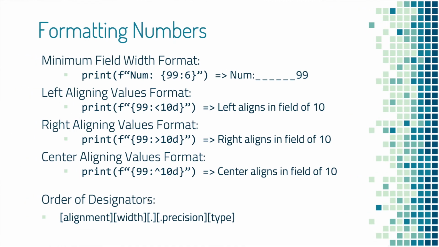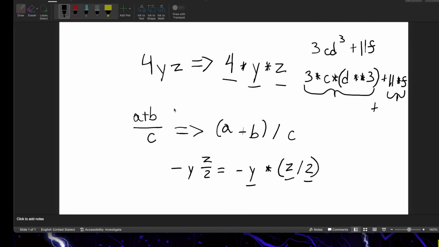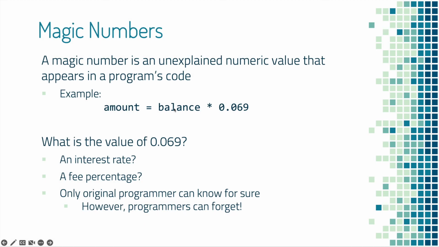Then after that, we have our type. So that's going to be either the D, it's going to be the percent, the E, and so on, or the comma as well. Okay? So we have all those different ways that we can format numbers as well.